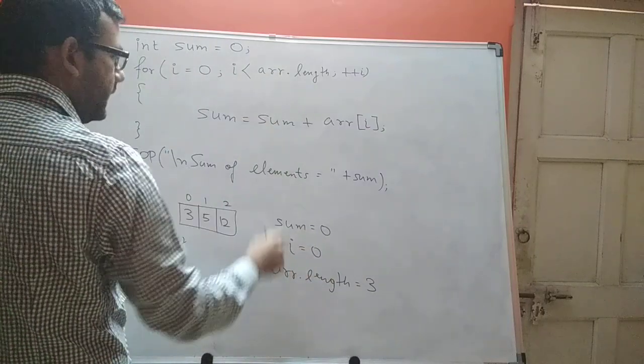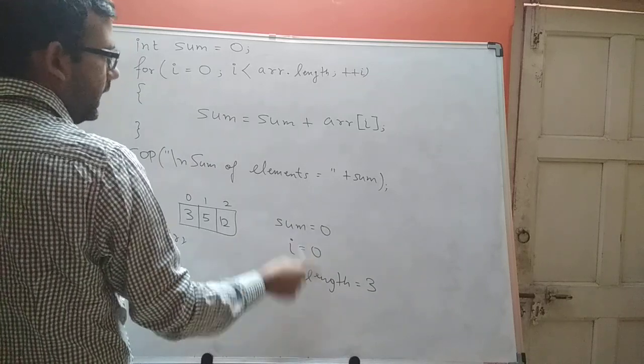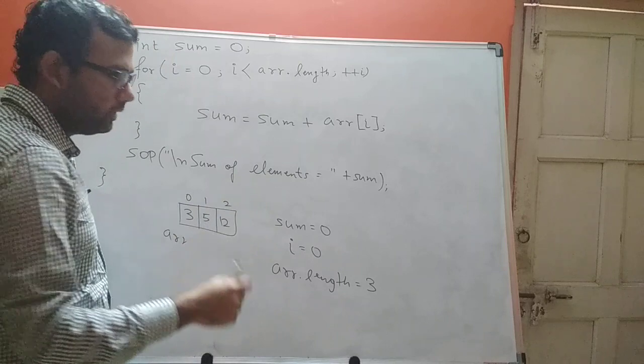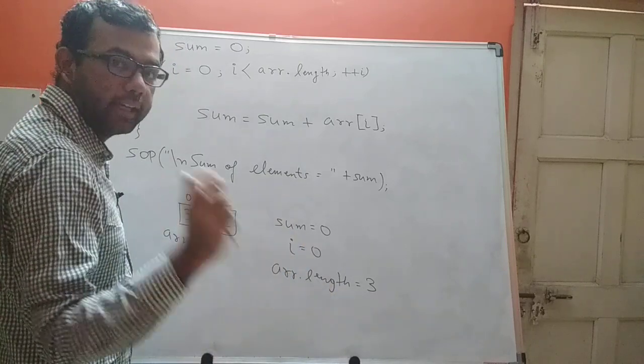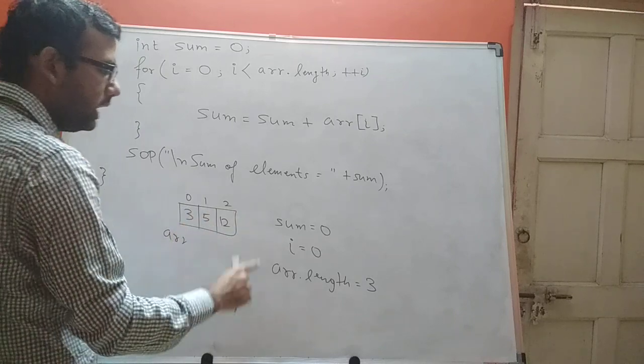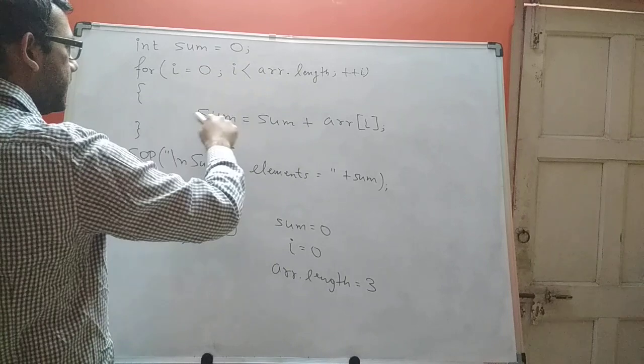Now I'll check. Is I less than ARR.length? Yes, the value of I is 0 and it is less than 3. ARR.length is the size of the array, and the number of elements present in the array gives me the size of the array. So obviously this condition is satisfied. So you come inside the loop.